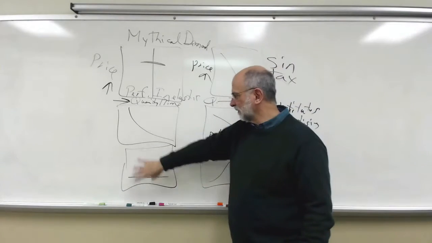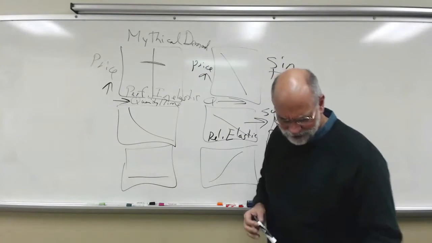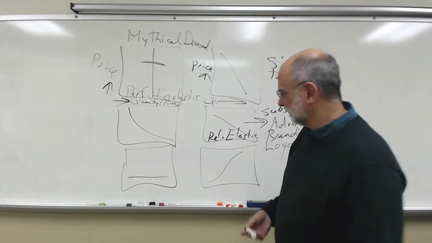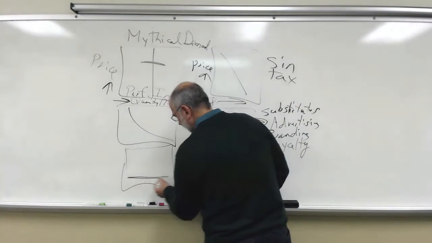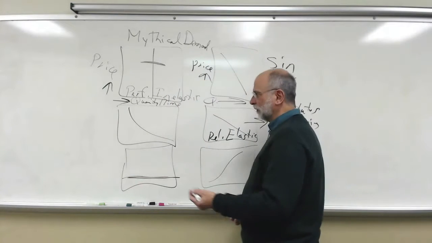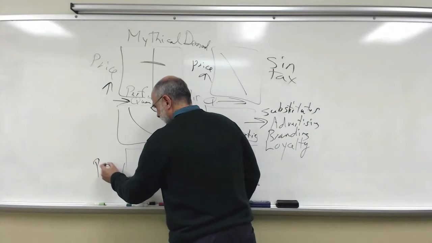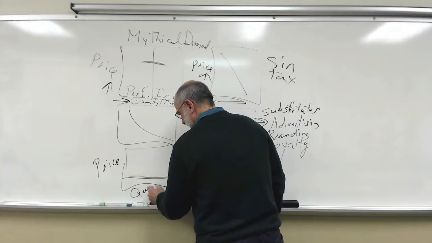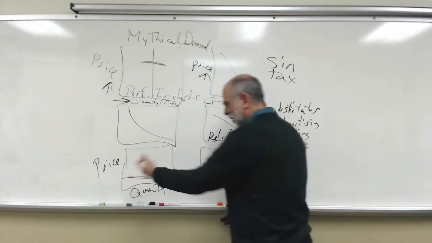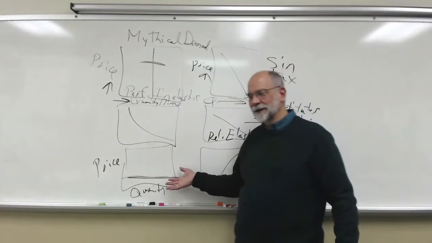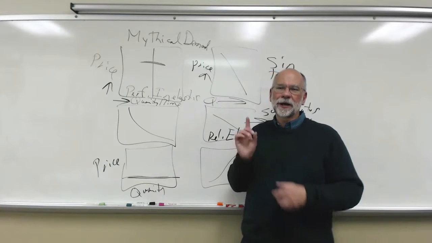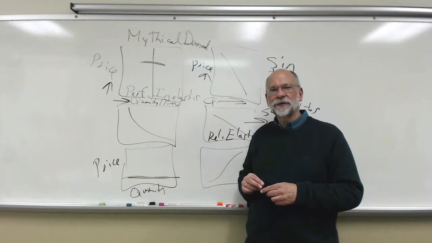All right, let me go to the fifth one. And the fifth one is called perfectly elastic. Okay, so you got a straight line going across here. And so the price stays the same. Quantity, and all over the place. How does this one work? This one is when there's only one buyer. So the buyer sets the price.